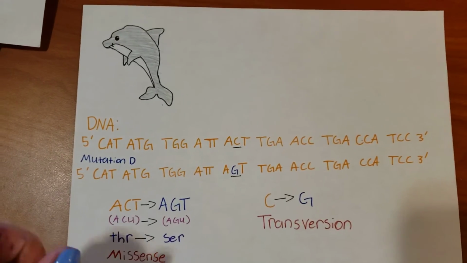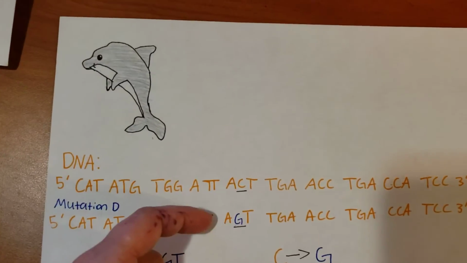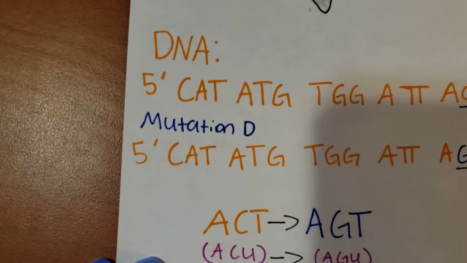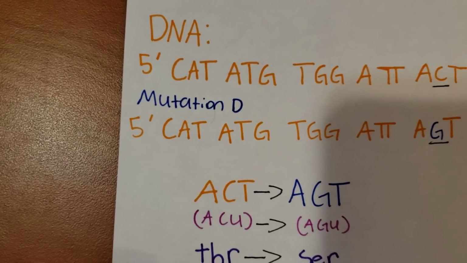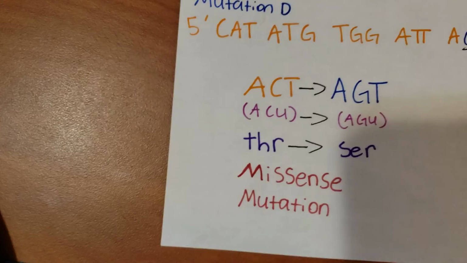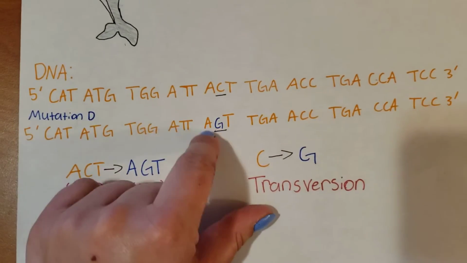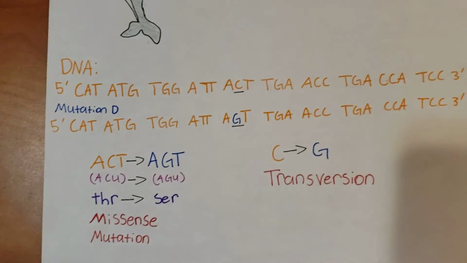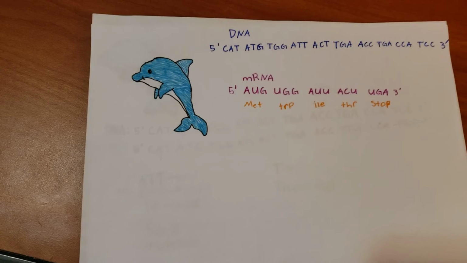And lastly, we have our D mutation. So we go from ACT to AGT. And we're going to look at ACU to AGU. We go from one amino acid to another. This is a missense mutation, meaning that the amino acid changes. We go from C to G. This is a transversion because it changes to a different ring structure.